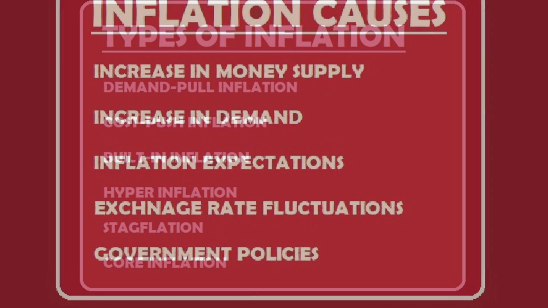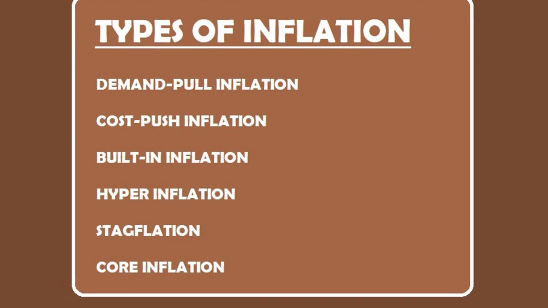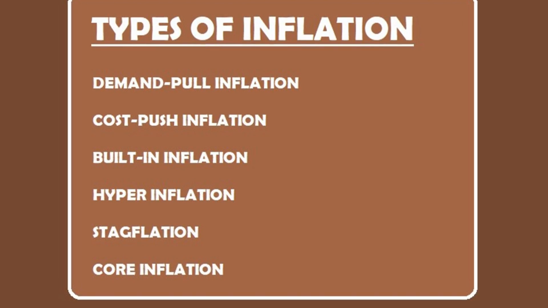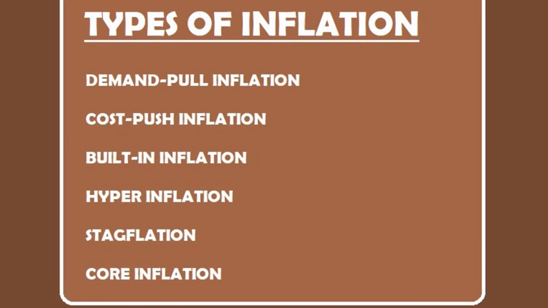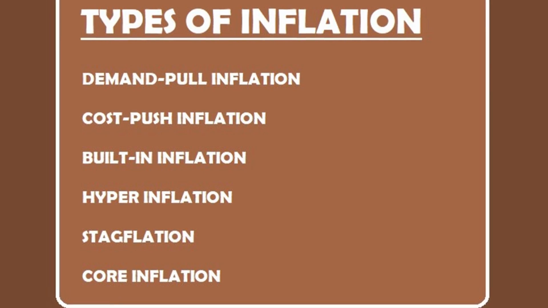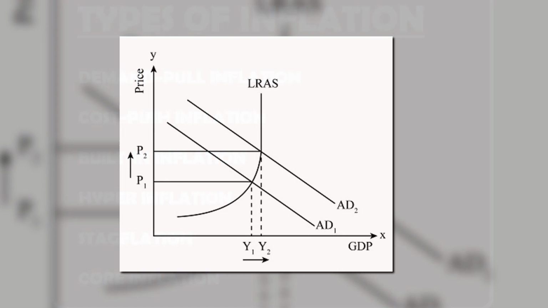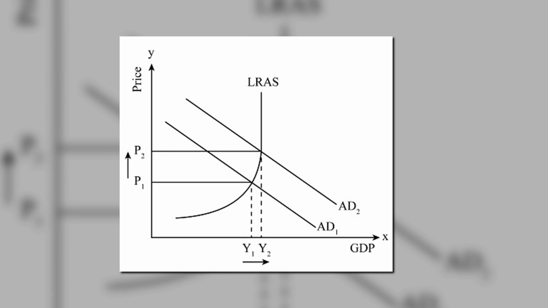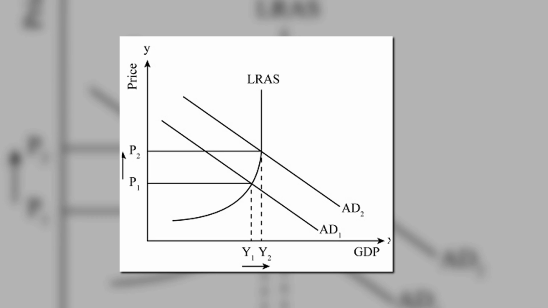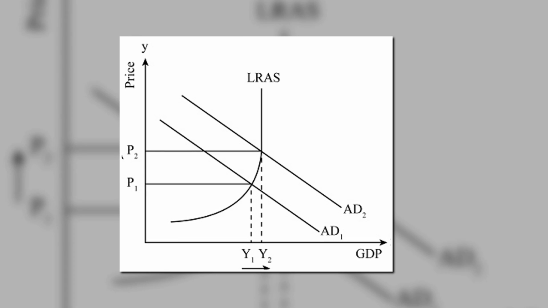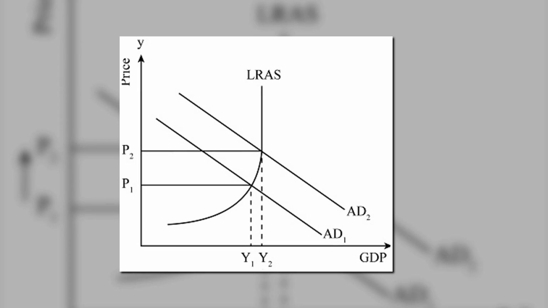Now let's look at the various types of inflation. Inflation can occur in many ways, and there are several types of inflation. The most common types are demand-pull inflation. This type of inflation occurs when the demand for goods and services exceeds the available supply. When there is too much money chasing too few goods, businesses can raise prices because they know consumers will pay more.